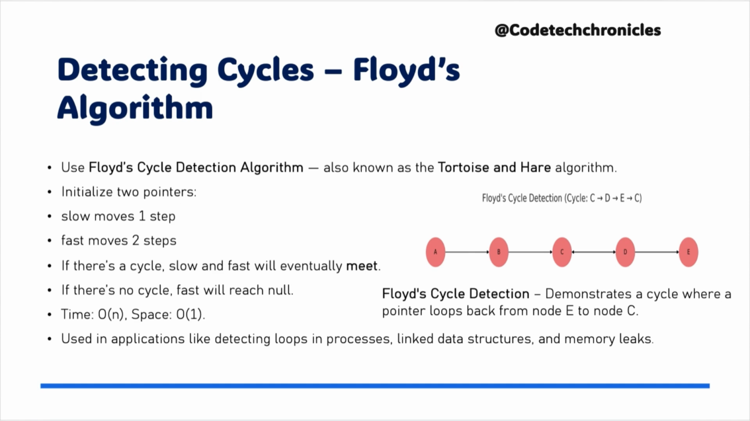Time and space complexity. The space complexity is O(1) and the time complexity is O(n). Time complexity is O(n) because in the worst case the fast pointer will traverse each node once or twice. And space complexity is O(1) because no extra memory is used, only two pointers. This is what makes Floyd's algorithm so brilliant. It's simple, fast, and space efficient.